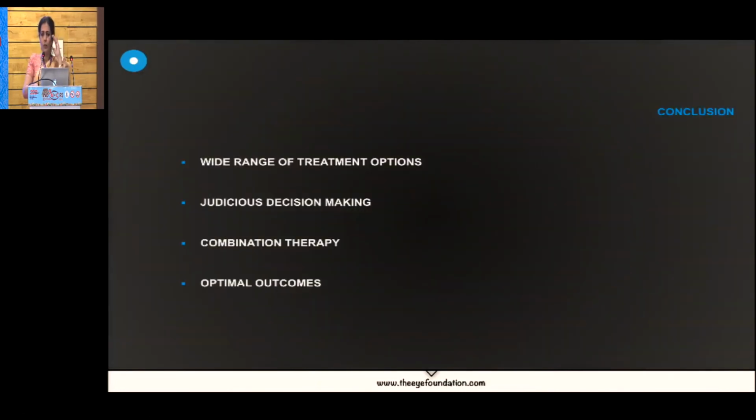But what I would like us all to go back understanding is that there is a wide range of treatment options which are there. And if we look at all our iatrogenic ectasia patients as patients who need the same kind of vision which you had promised him before you did LASIK, you could work out different combination therapies and optimize his outcome.